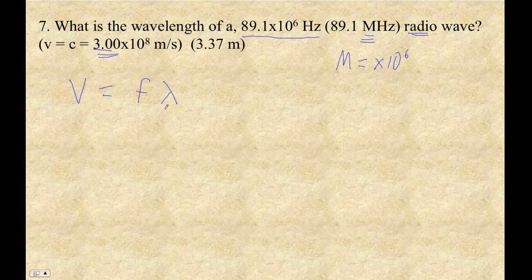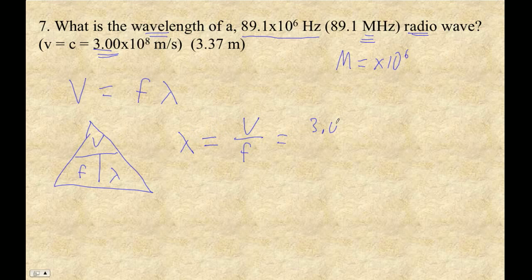right? And then what are we trying to find? We're trying to find the wavelength, right? Okay, so make the little triangle, right? V, F, lambda. Okay, wavelength would be velocity over frequency, right? So wavelength is velocity over frequency. It's 3.00 times 10 to the 8th meters per second divided by the frequency, which is this guy.